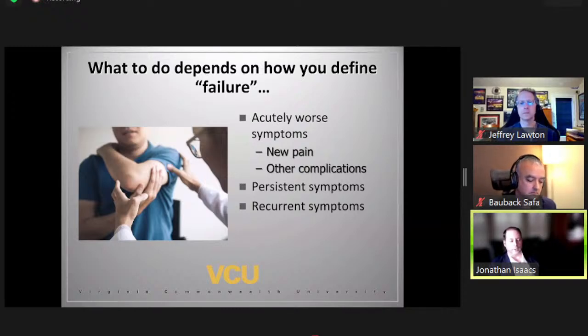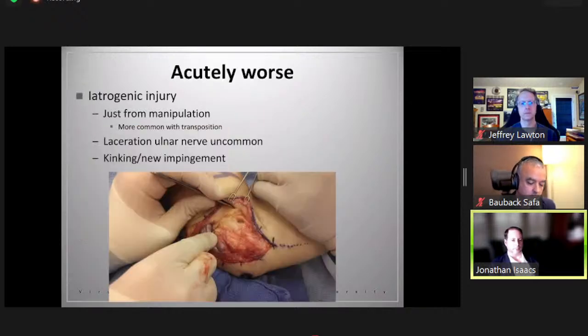Now, how you're going to approach these patients, how you're going to approach these problems really depends on how you define failure. And Jeff really touched on a lot of these, talking about the carpal tunnel, but basically you're going to break it down into three categories: acutely worse, persistent, and recurrent symptoms. So you got the patient that comes for the first post-op or comes to you shortly after somebody else's post-op, and they just say, I feel much worse. I have more tingling in my ring and little fingers. My hand feels weaker. It's really a lot worse.